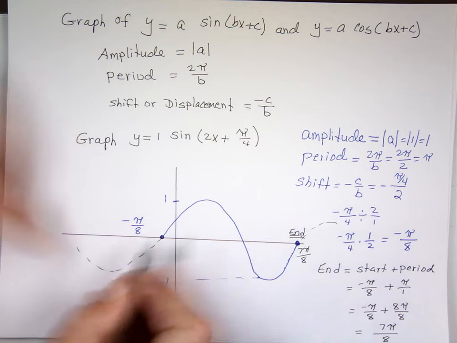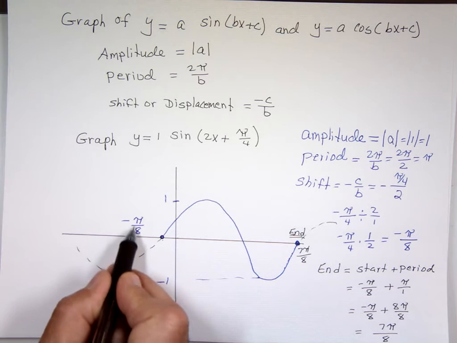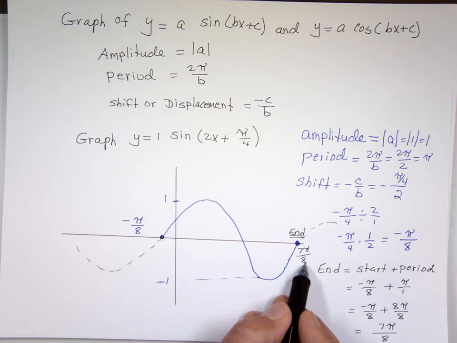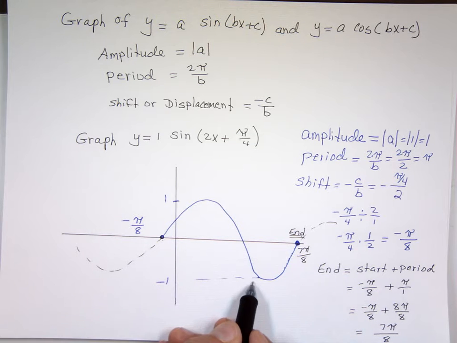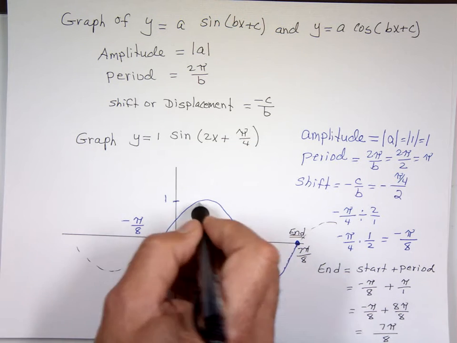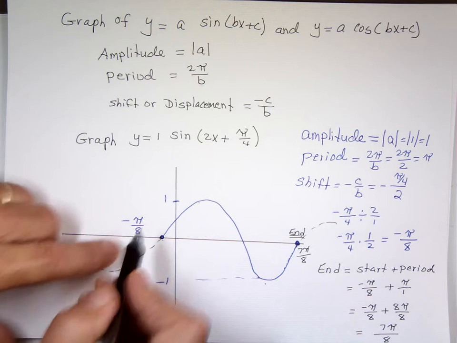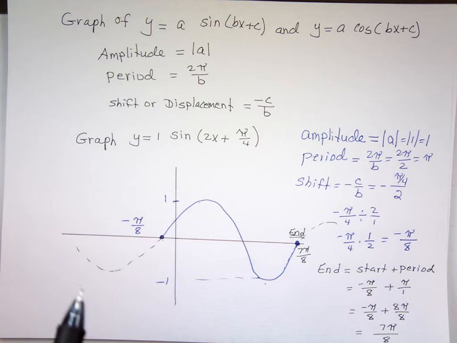So you have to look at that value where it crosses the x-axis and say, okay, is that number negative pi over 8? Is this number 7 pi over 8? Does it go as high as 1? Does it go as low as negative 1? If the answer is yes, yes, yes, and yes, that is your graph. If it starts at negative pi over 8 and ends at pi, that's not your graph. Let me try another one.